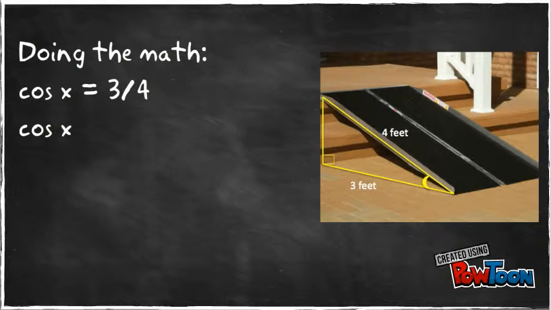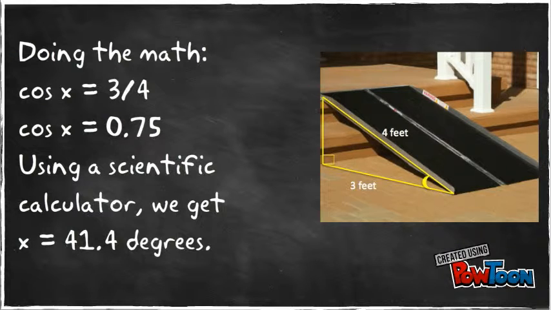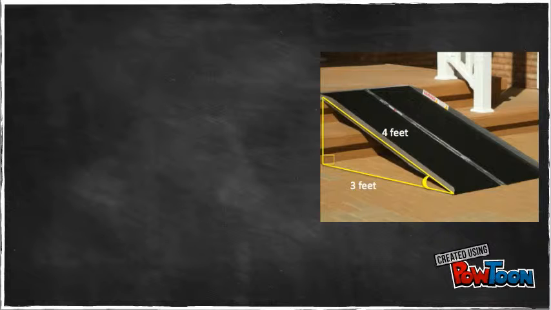Now it's time to do the math. Since we don't know our angle, we'll call it x. So we're finding the cosine of x, which is equal to 3 over 4. We use a scientific calculator, and we get that x, our angle of elevation, is 41.4 degrees.